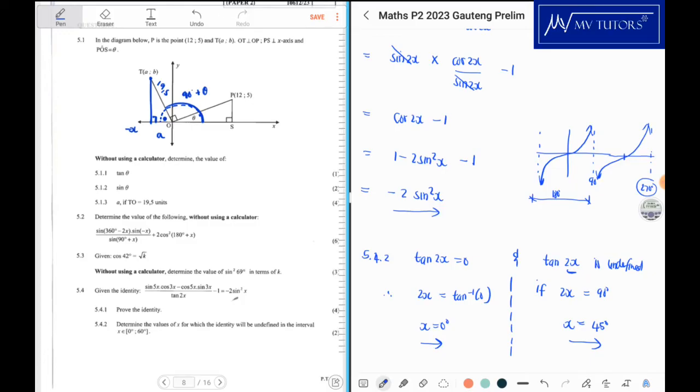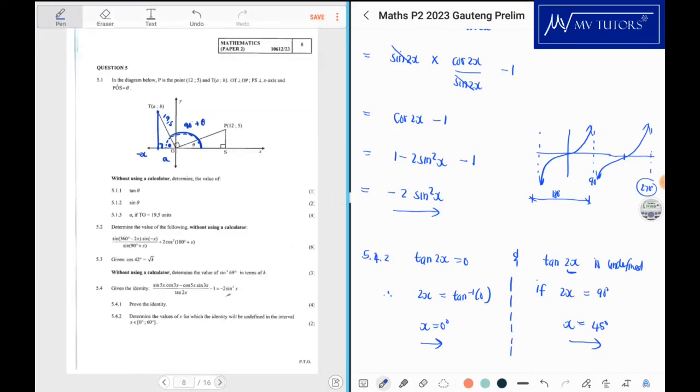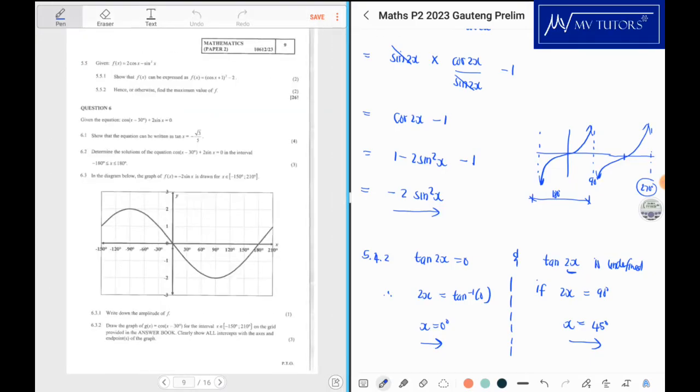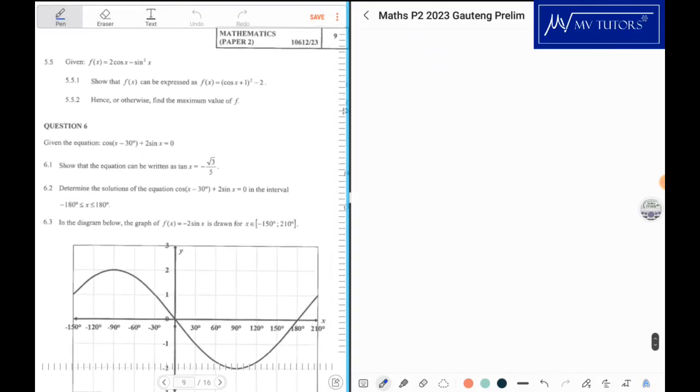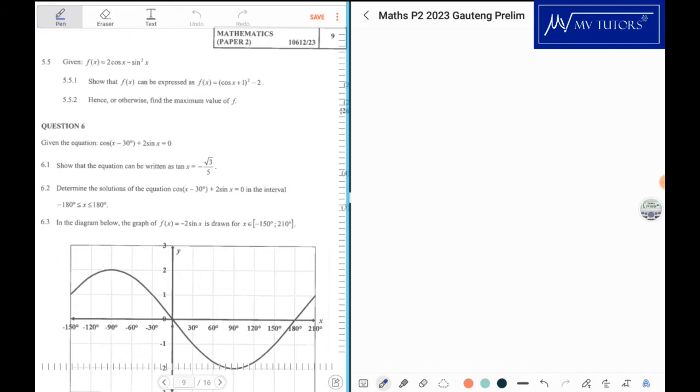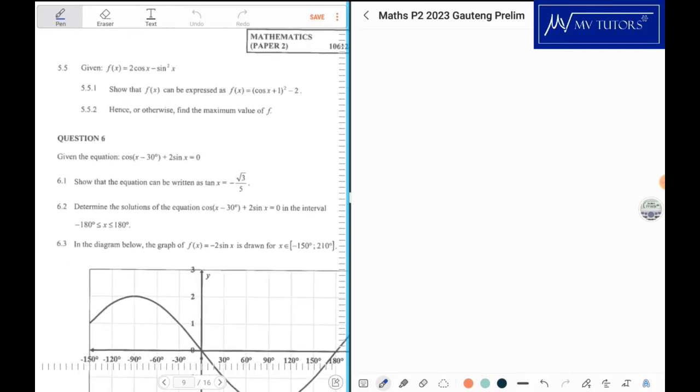And are we done with question 5? I don't know. Oh, no, we're not. So we're still going. Let's look at 5.5. All right, looks like it's short.